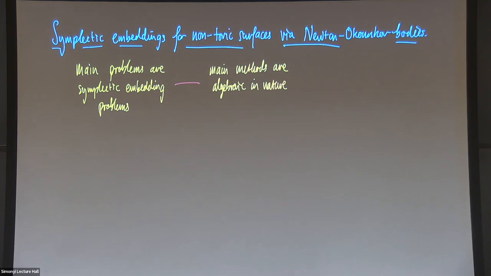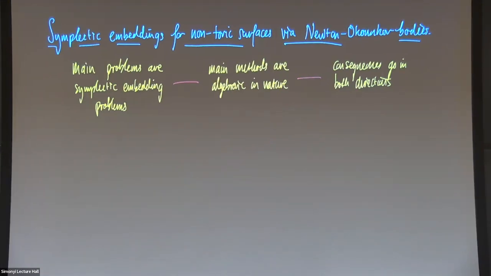And I'll try to emphasize the interplay, or make it clear where there are clear analogies across those fields. A happy byproduct of this is that consequences go in both directions. And because I think you'll all prefer the applications in symplectic geometry, I'm going to mostly stay there. But a lot of what I care about is interfacing between these two worlds, these two geometries. So let me set a bit of context.